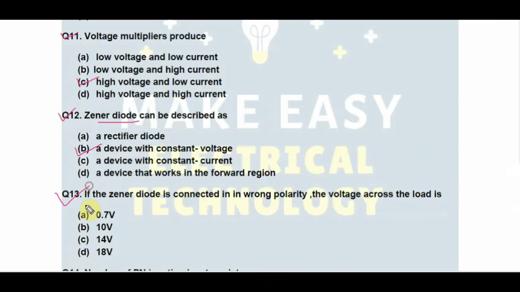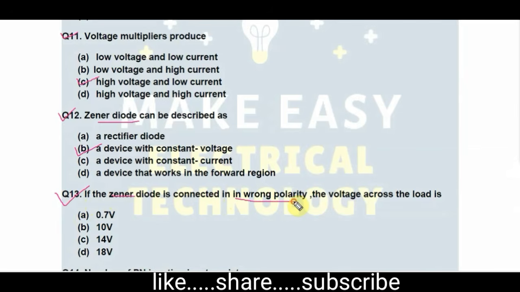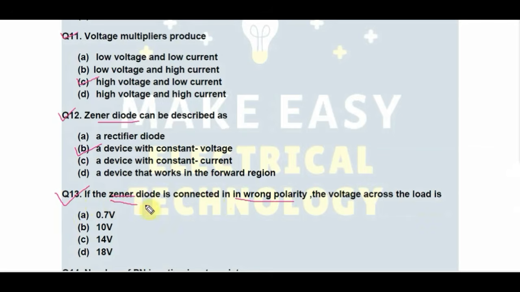Next question, if the Zener diode is connected in wrong polarity, the voltage across the load is, a Zener diode is always connected in reverse bias, so wrong polarity means it is connected in forward bias. In that case, the voltage will be 0.7 volt. Option A is the correct answer.